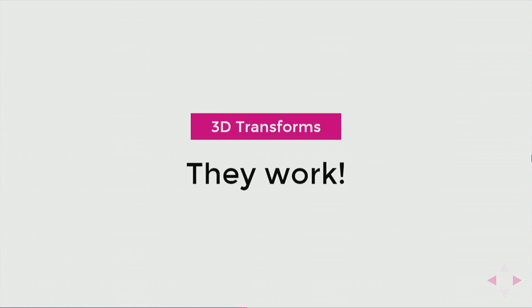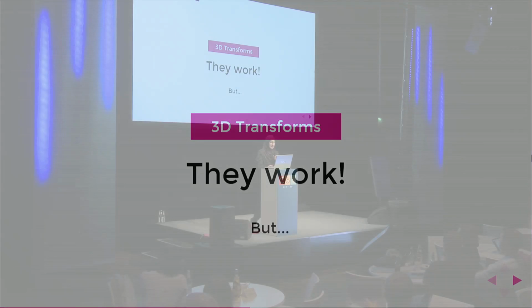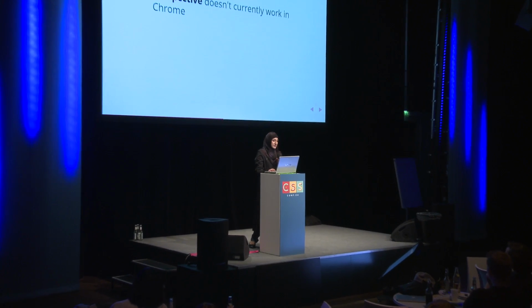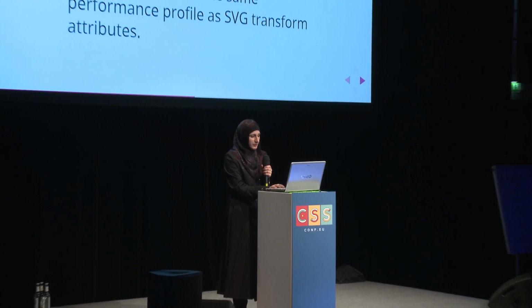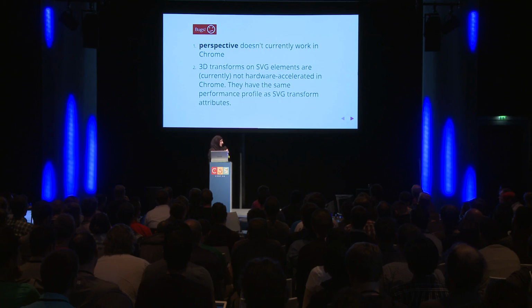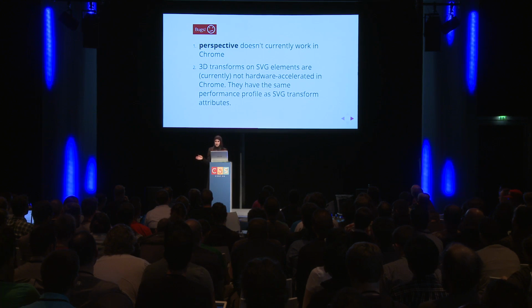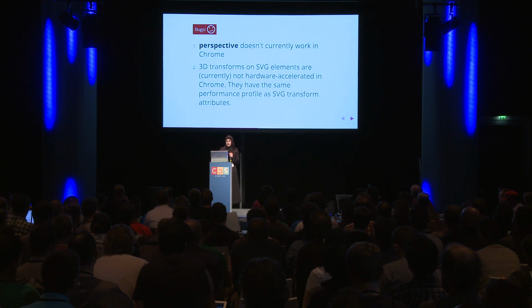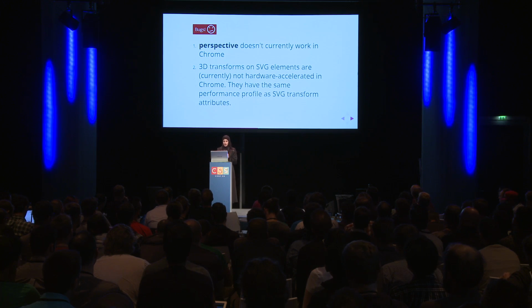Well, they work. You can transform SVG elements in 3D, but there are bugs. First of all, perspective. The perspective currently doesn't work in Chrome. That is probably a bug, or maybe it's just not implemented yet. Another thing to note is that 3D transforms on SVG elements are currently not hardware accelerated in Chrome. They have the same performance profile as SVG transform attributes. They are hardware accelerated when applied to HTML elements, but not when applied to SVG.